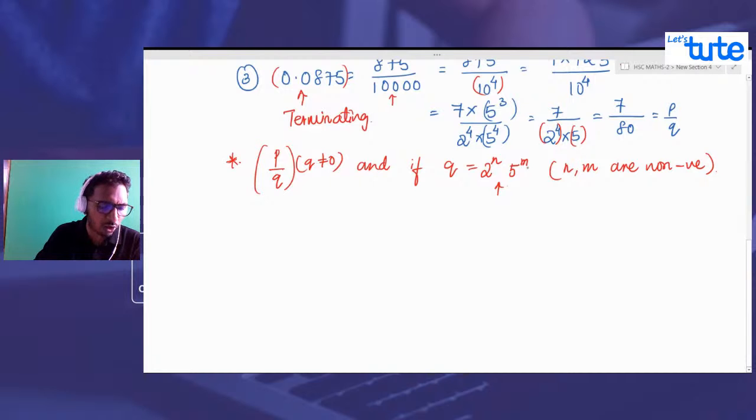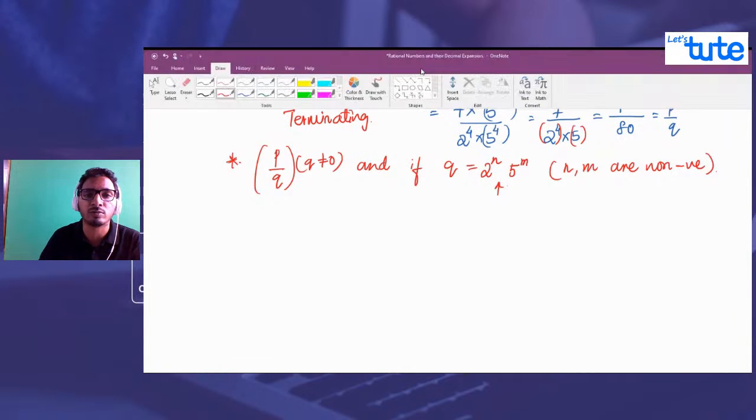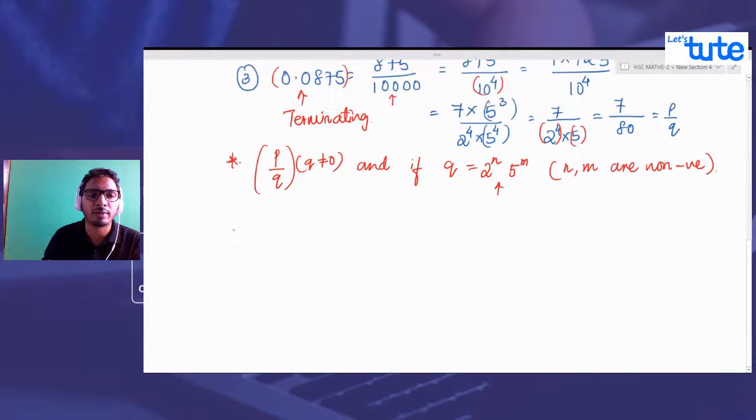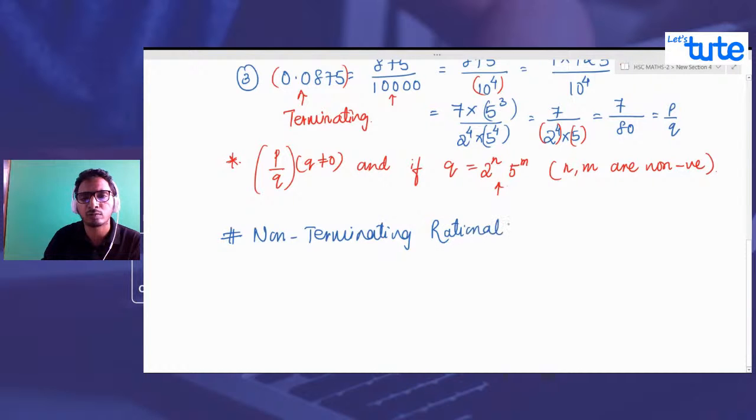Now let's talk about non-terminating rational numbers. Suppose I take an example of 1/7. Let us divide this and see what we get. Let us take the long form of division.